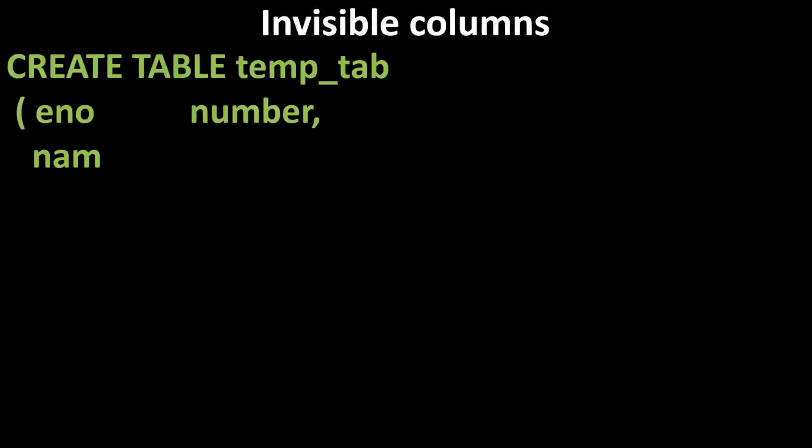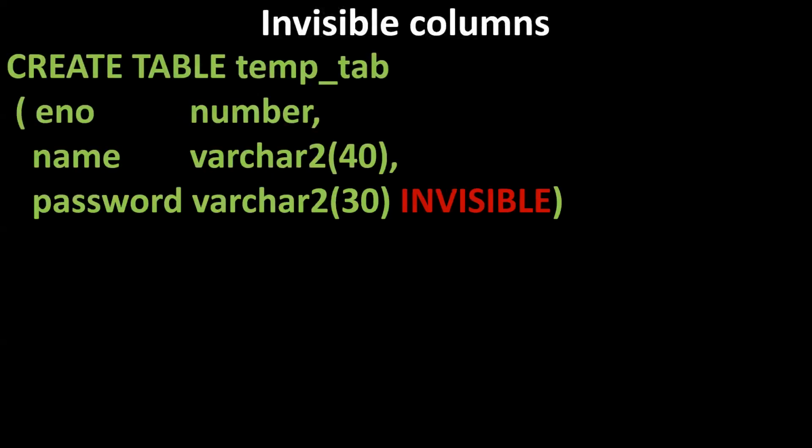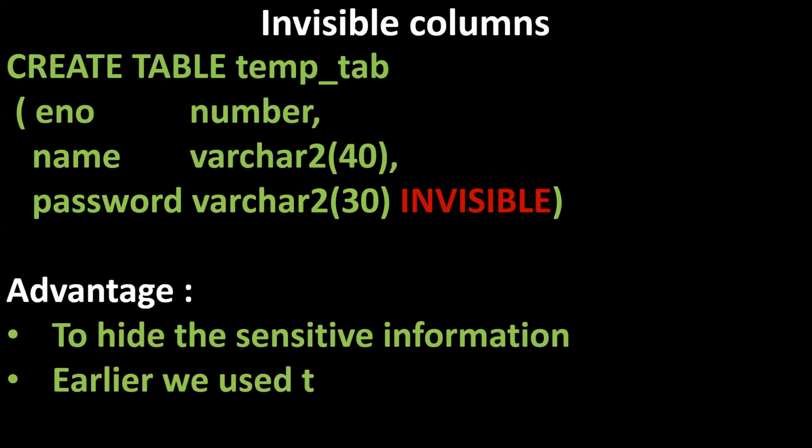Next feature is invisible columns. So we're making the password column invisible. The advantage is that to hide sensitive information, we make some of the columns invisible, so that if you query any table, these columns won't appear in the select clause. One more advantage is that prior to 12c, if you wanted to hide something, we'd create a view for it.